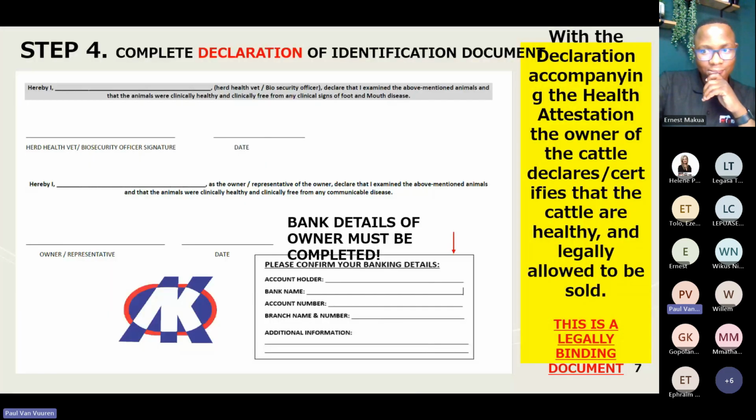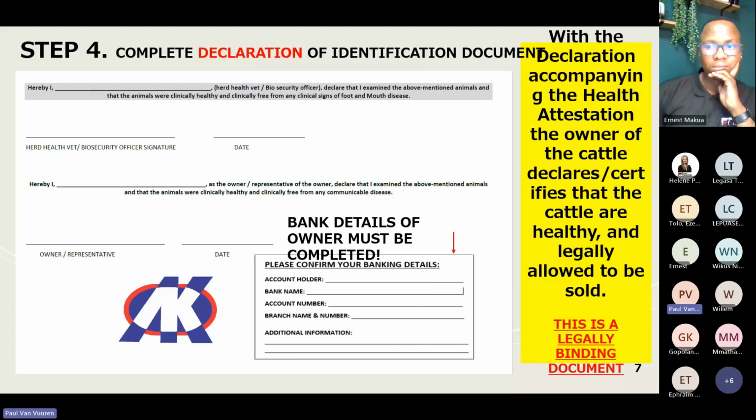I think then we can go to the next page. It's now at page 7. This is the declaration accompanying the health attestation. The owner of the cattle declares, certifies that the cattle are healthy and legally allowed to be sold. This is a legally binding document.